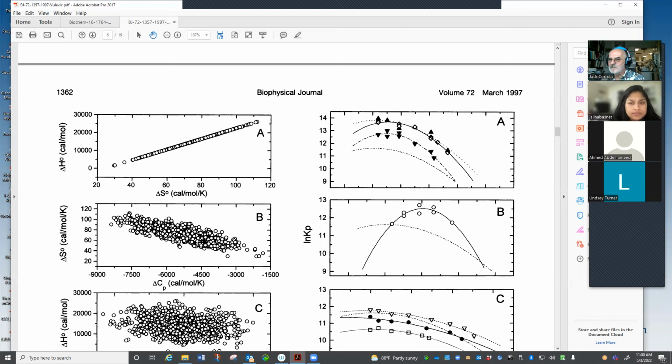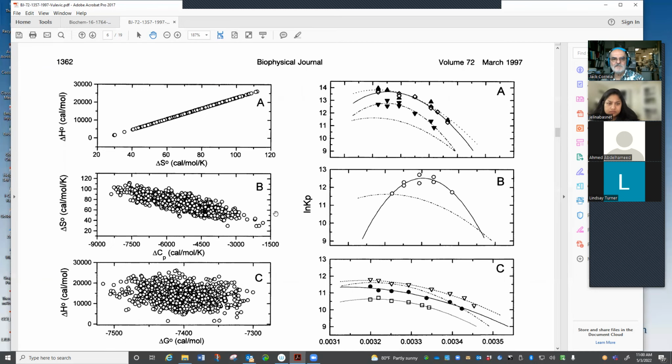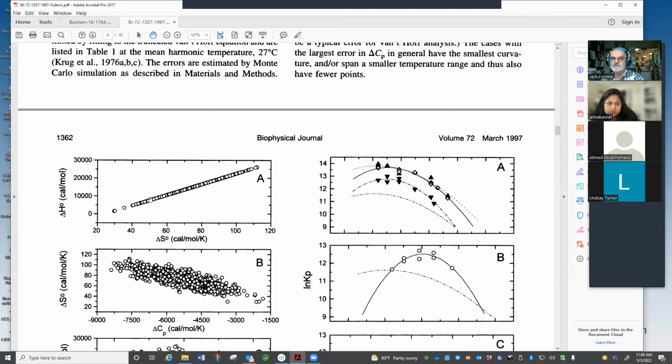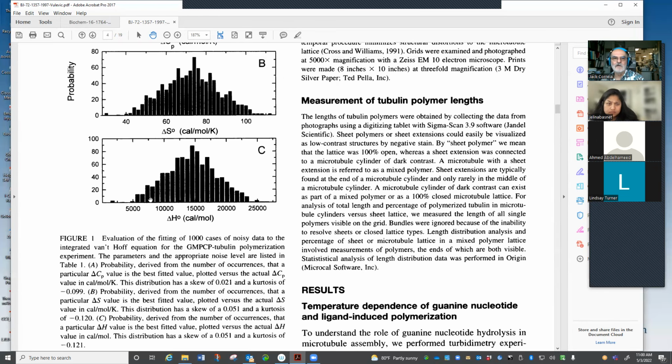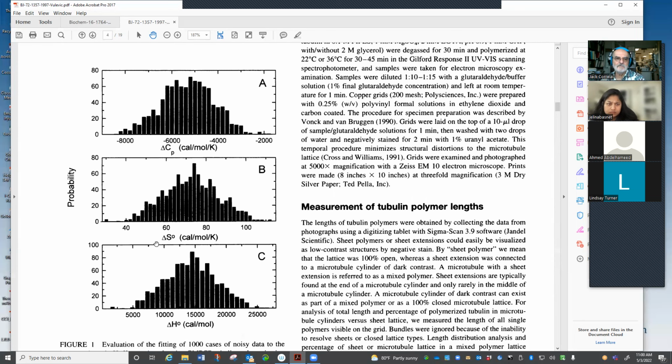To get the statistics on that, you simulate data: how many points over what temperature range, using certain enthalpy, entropy, and heat capacity values. Then you simulate the data, add noise to it, and refit it. Then you simulate it again, add noise, refit it, and you get families of results. The families of results are what are shown here, where you do this hundreds or thousands of times, and you look at the spread of the enthalpy, the entropy, and the heat capacity that you get. That's what gives you the error bar, okay?